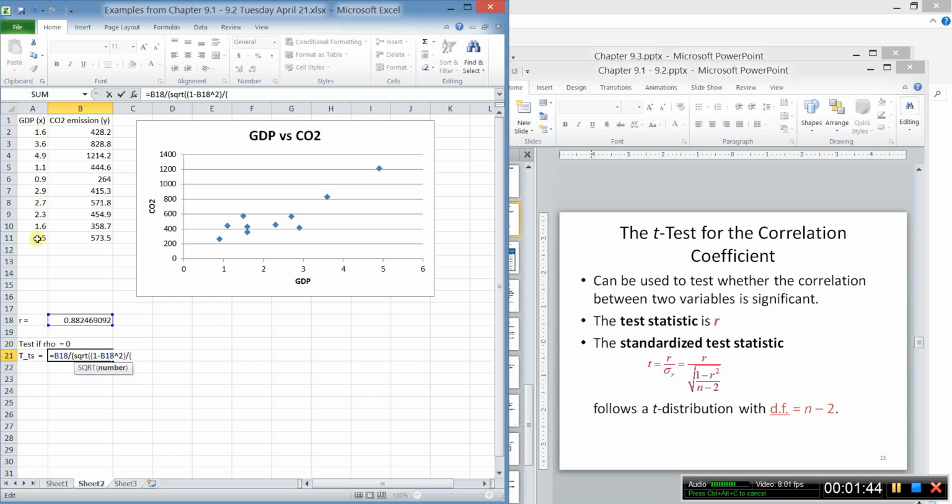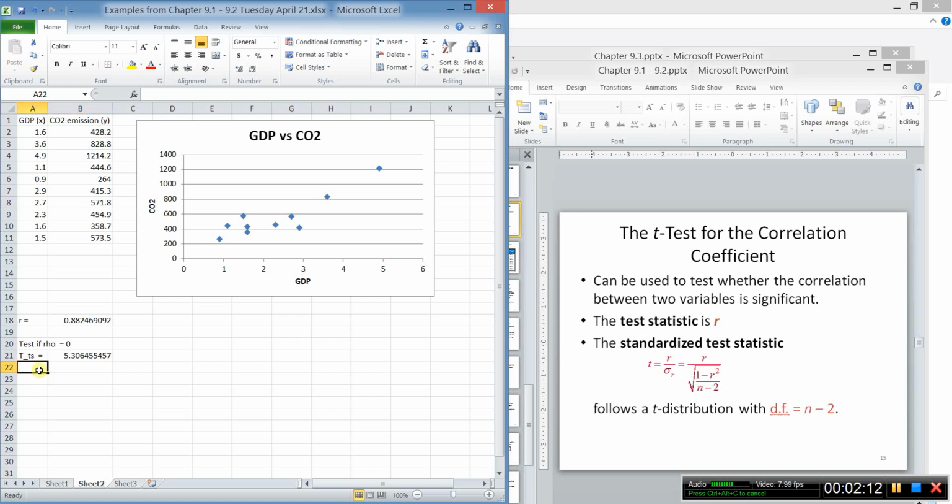n is the sample size, so I need to count how many data points I have. I have 10 data points there, so 10 minus 2. End those parentheses, and then end the last set. Press enter, and you get your test statistic of 5.3. Of course, you can also use a calculator to calculate this. You don't need Excel to calculate that test statistic, but since we're already in Excel, we might as well use it.